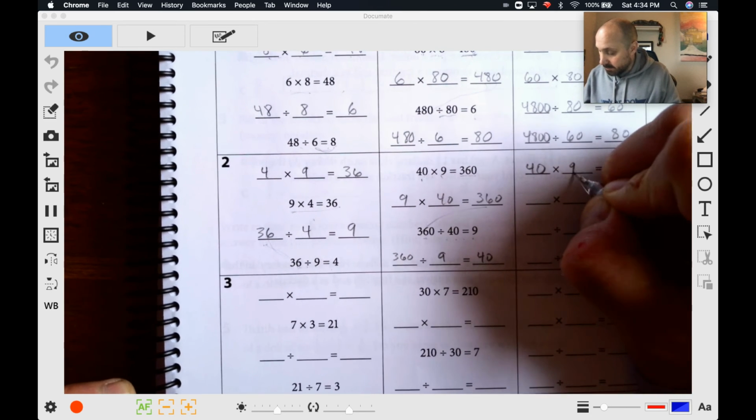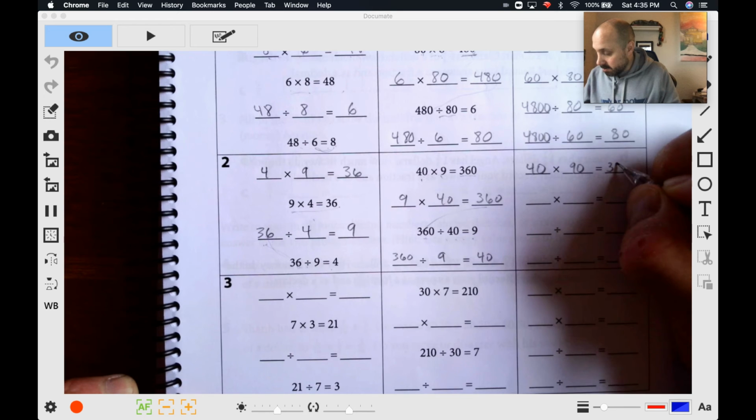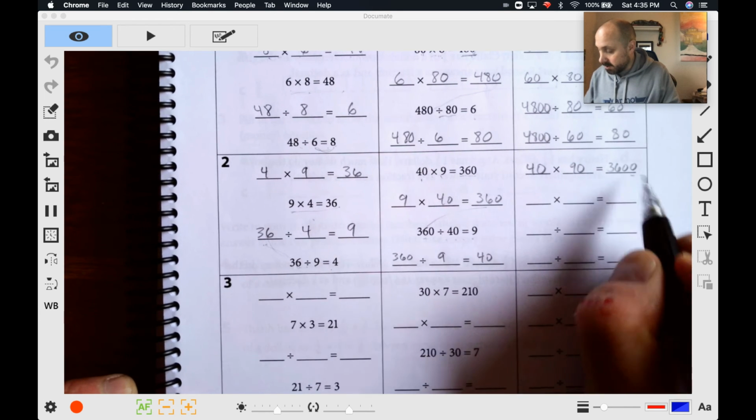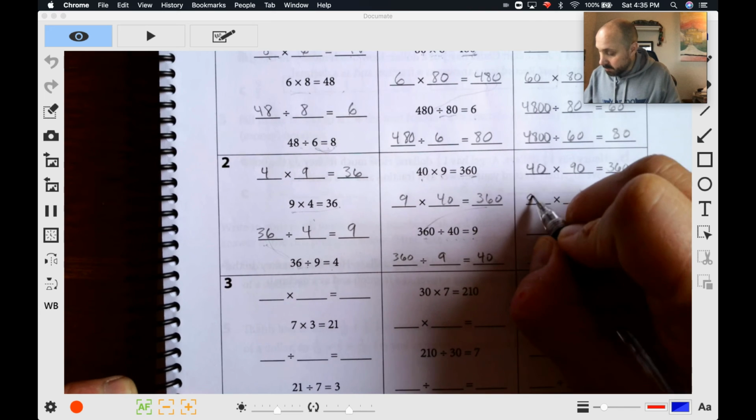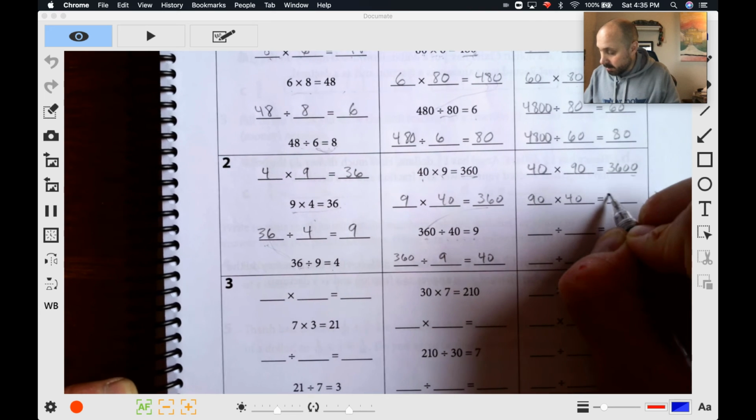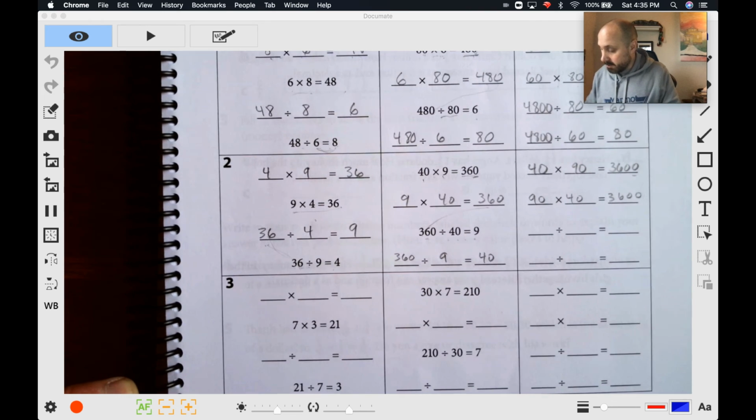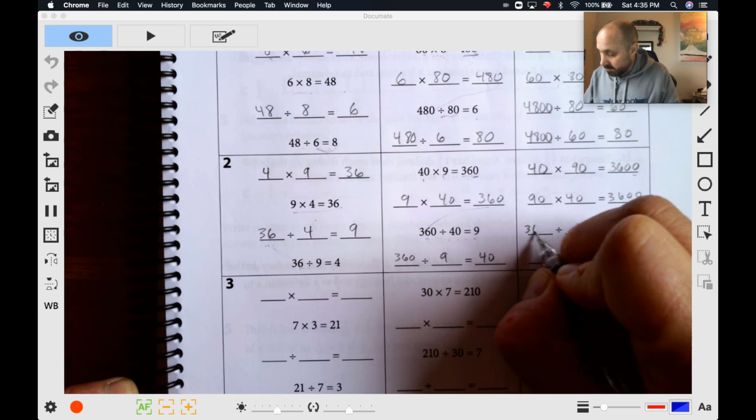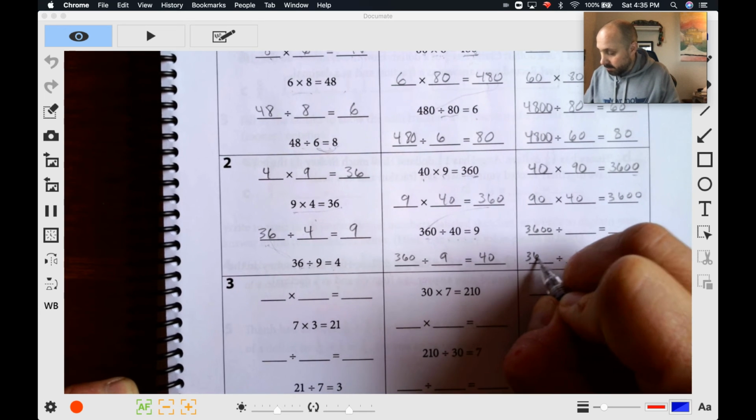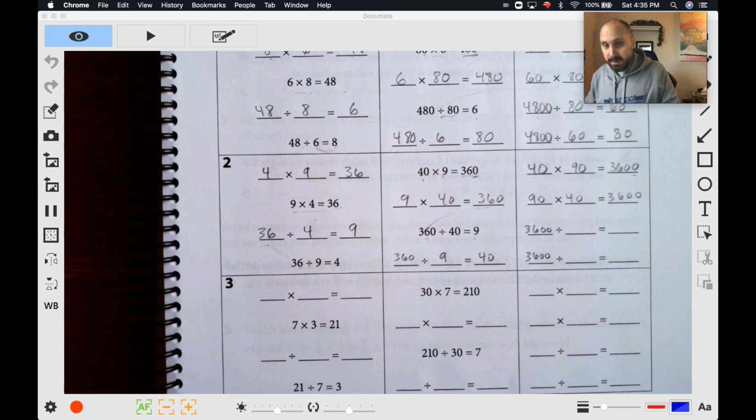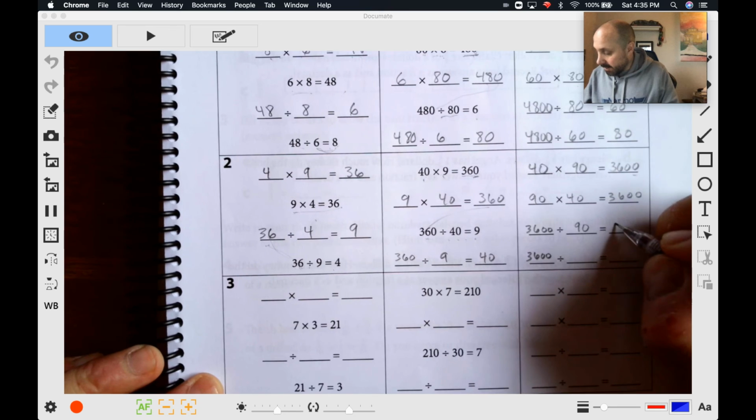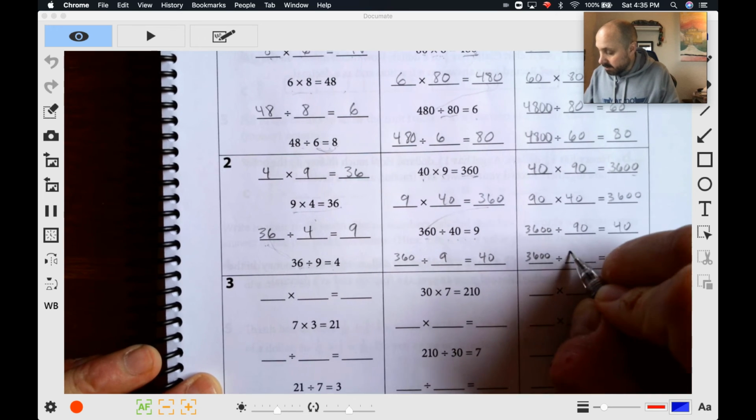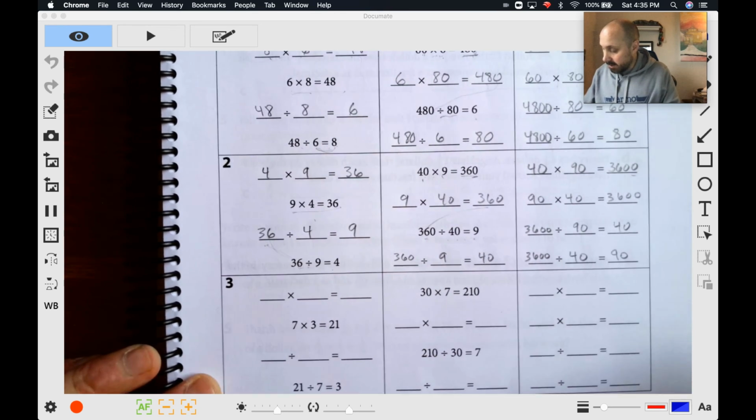So 40 times 90 equals 3,600. Just one more extra 0 on top of the 360. And I'm going to switch it around and say 90 times 40 equals 3,600. And then my last two will be starting with my answer, or my product, of 3,600. And I'm going to flip the 90 and the 40 around again. So 3,600 divided by 90 is 40. 3,600 divided by 40 is 90.